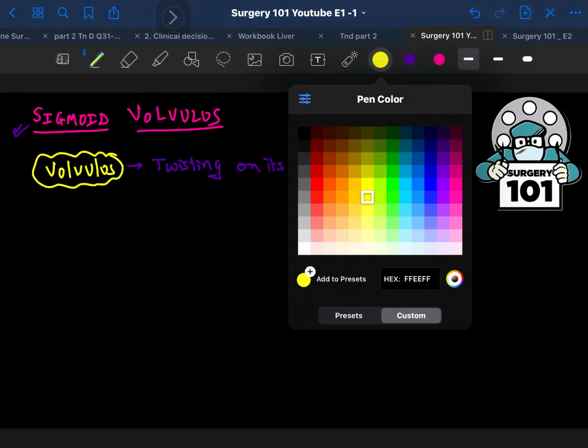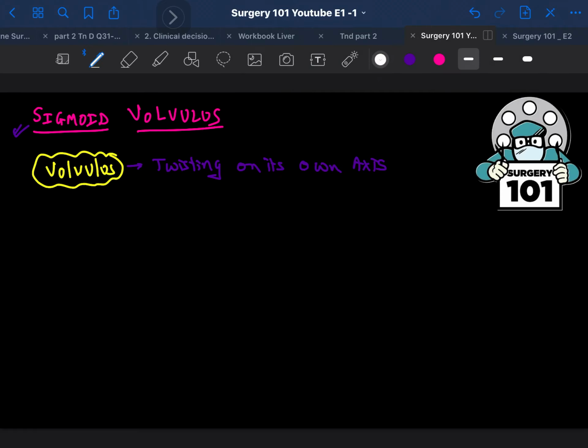Now, obviously, there are a few characteristic features of this. Sigmoid volvulus usually occurs in the anti-clockwise direction. The patient is going to come to you with severe abdominal pain.